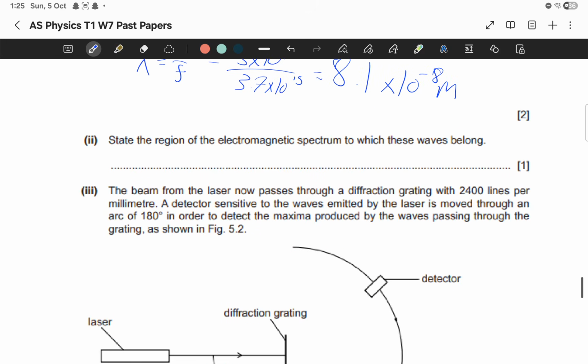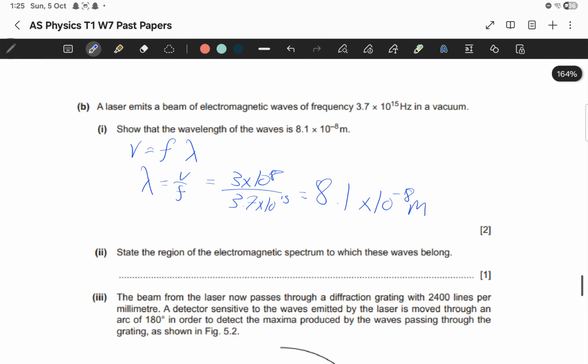Moving on. State the region of the electromagnetic spectrum for these. So the wavelength is this. You should memorize the electromagnetic spectrum. This is ultraviolet.